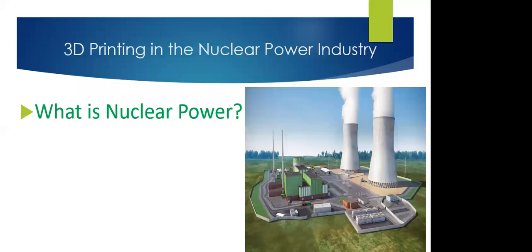Next is 3D printing in the nuclear power industry. What is nuclear power? Nuclear power is the use of nuclear reactions that release nuclear energy to generate heat, which most frequently is then used in steam turbines to produce electricity in a nuclear power plant. Nuclear power can be obtained from nuclear fission, nuclear decay, and nuclear fusion reactions.